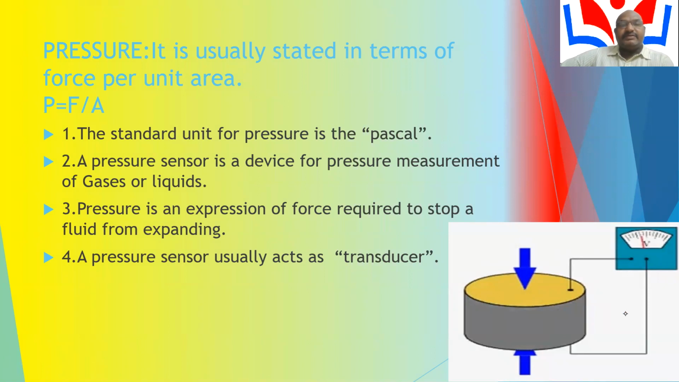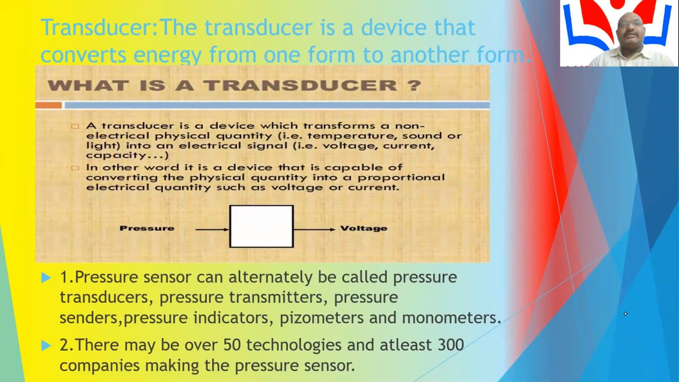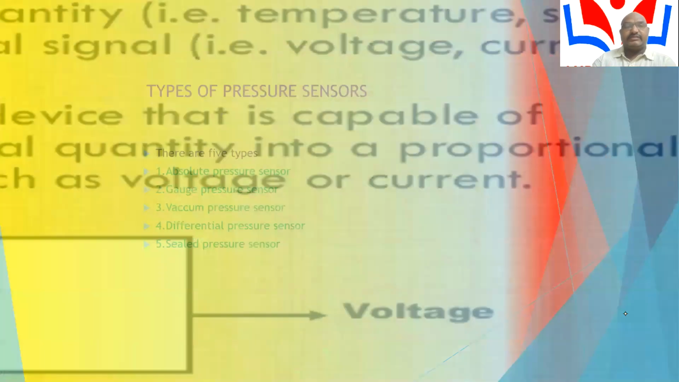Pressure is an expression of the force required to stop a fluid from expanding. A pressure sensor usually acts as a transducer. A transducer is a device that converts energy from one form to another. The pressure sensor can alternately be called a pressure transducer, pressure indicator, piezometer, or manometer. There may be over 50 technologies and almost 300 companies making pressure sensors.